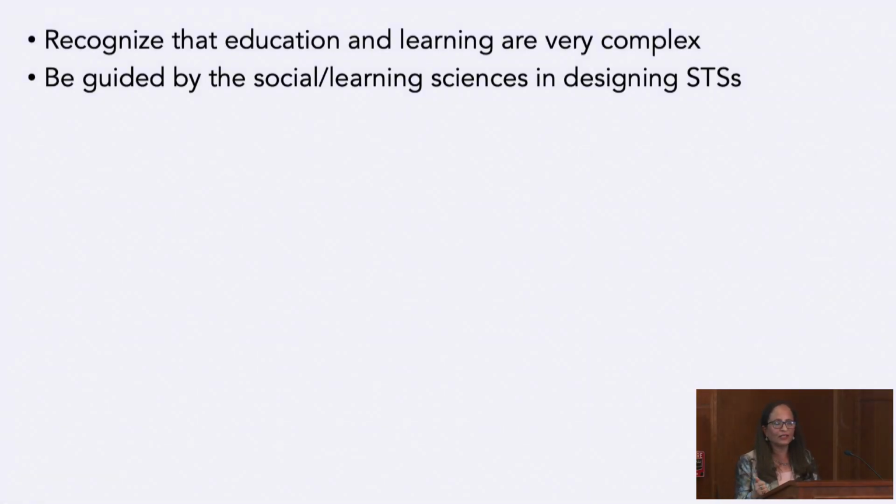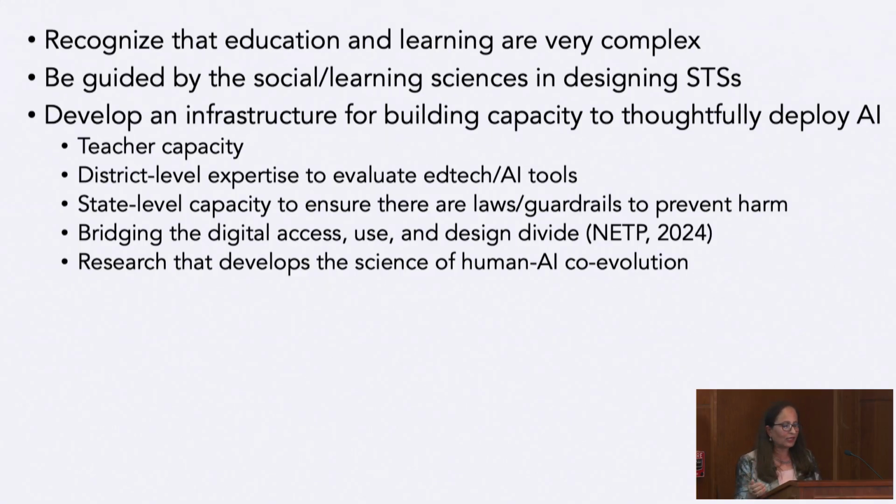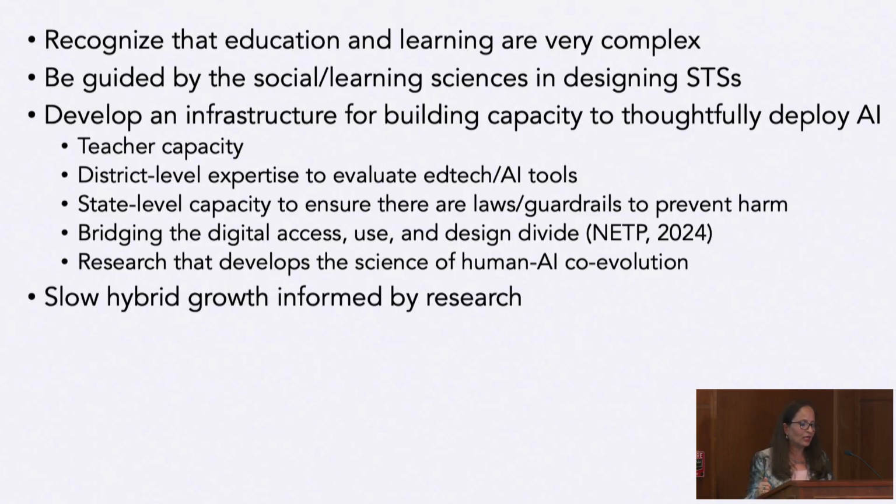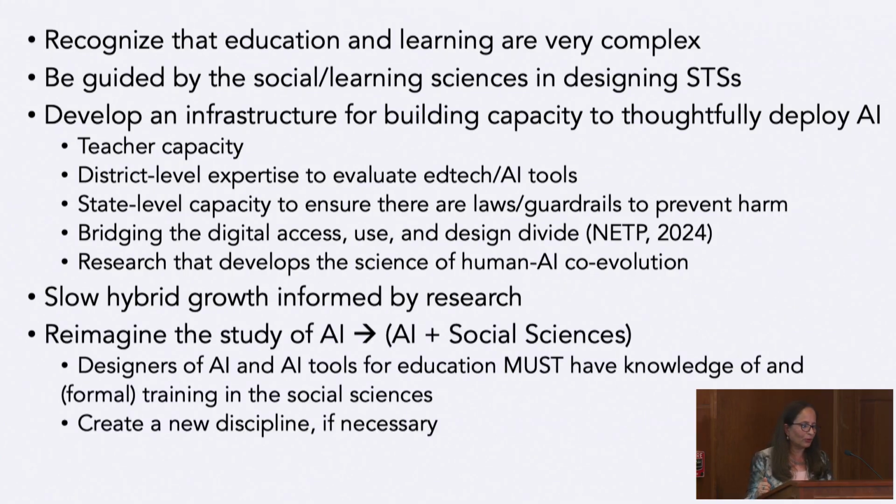Recognize that education and learning are very complex. Be guided by social and learning sciences in designing these systems. We need to develop an infrastructure for building capacity to thoughtfully deploy AI: teacher capacity, district-level expertise, state-level capacity, bridging the digital access, use, and design divide. This is from 2024. It's hard to believe that this is a need even in 2024. And research that develops the science of human-AI co-evolution. Slow hybrid growth informed by research may be a way forward.